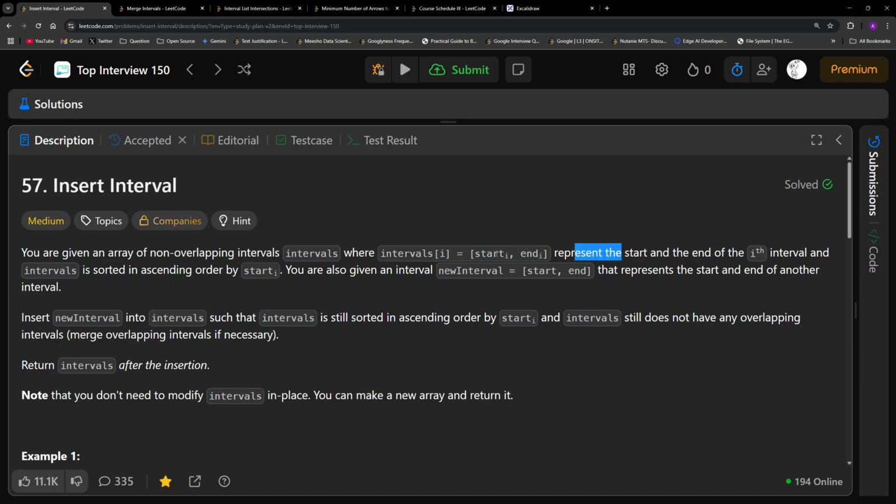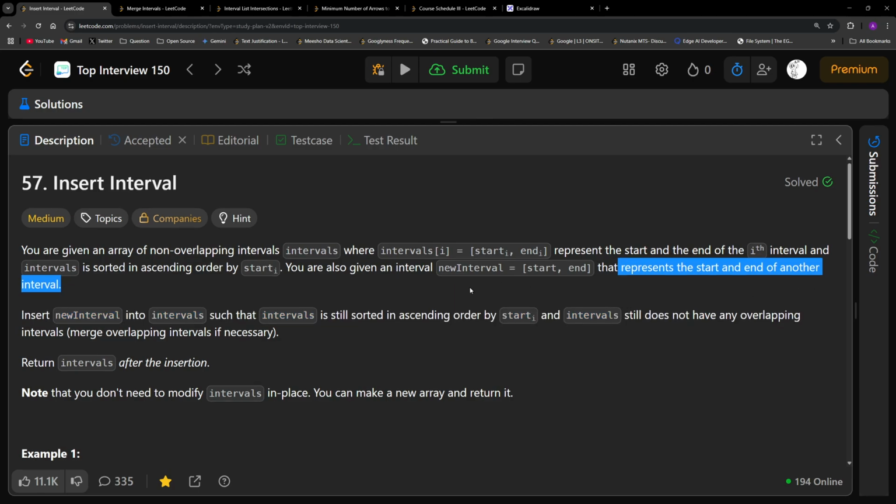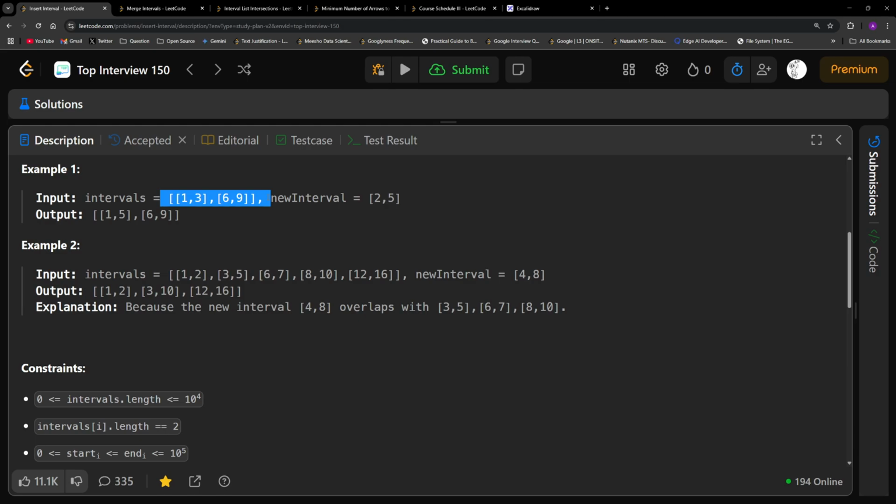Now the next thing is that we are given, in the same fashion, start and end, and we have been told that they are sorted in ascending order by the start time. Now you want to insert this new interval, which represents the start and the end of another interval. So you have a list, a list of meeting rooms, and now you need to insert this new interval over here. This is a pretty straightforward question.